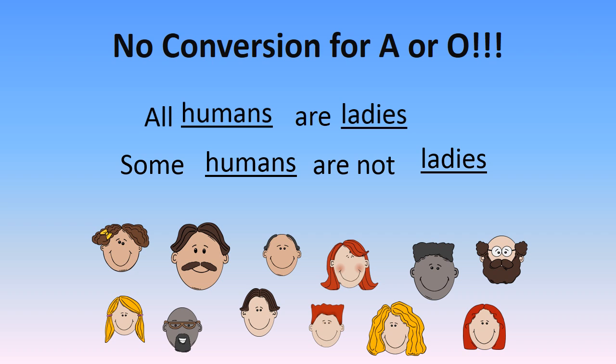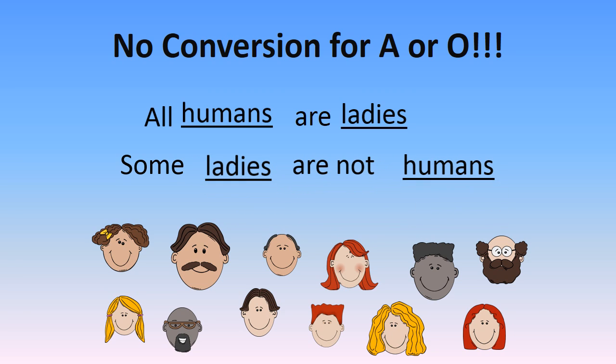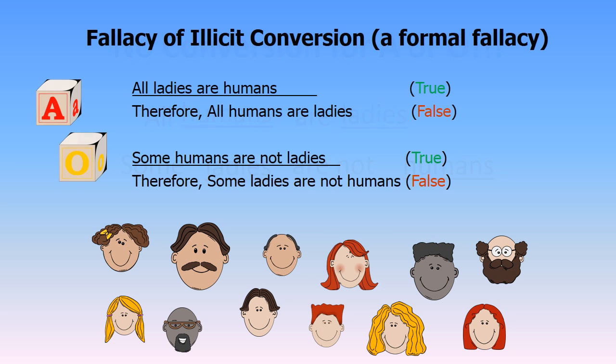And if some humans are not ladies, there's an O sentence for you. Does it follow that some ladies are not humans? I'm sure some feminists out there would take exception to that. What this illustrates is that you can't do conversion on A and O sentences. In fact, the fallacy of illicit conversion occurs. It's actually a formal fallacy in logic, as opposed to the informal fallacies we studied in Lesson 4, when you make these sorts of inferences that we just looked at.